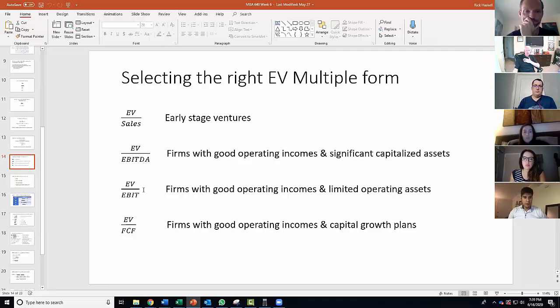Sales multiple, EBITDA multiple, EBIT multiple, free cash flow multiple, with some brief notation as to what kinds of companies. Early stage ventures that aren't profitable yet, we'll use a sales multiple. Firms with really good operating income but significant capitalized assets, which means a lot of depreciation, right? We'll use an EBITDA multiple. Firms with good operating income but without a lot of operating assets, so not much EBIT, maybe none at all. Think of a service-based firm or services software firm. We'll use an EBIT multiple. But firms with really good operating income and capital growth plans are going to use a free cash flow multiple. So different multiples for different points in a company's life cycle, various types of companies.